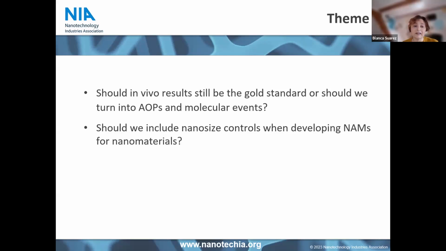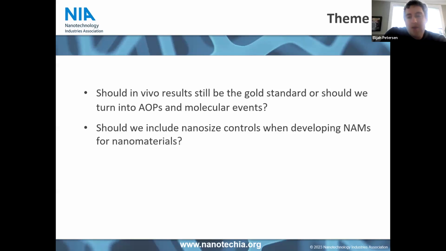And yeah, my final question was on the nano-size controls, which we have discussed for a long time and keep coming up in different meetings. And I think also was mentioned today, ideally we should have nano-size controls, but it's not so easy. Sometimes probably they are experiment dependent as well. I don't know if anybody wants to comment on this. Please feel free to step in.